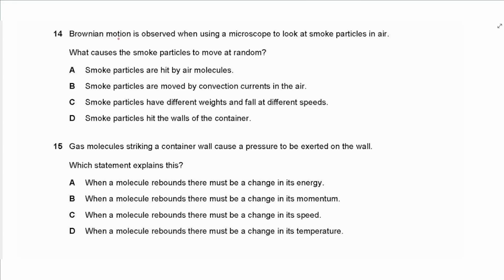Question 14 says Brownian motion is observed when using a microscope to look at smoke particles in air. What causes the smoke particles to move at random? Smoke particles are hit by air molecules. Yes. Smoke particles are moved by convection currents. No. Have different weights. No. Hit the walls of the container. That causes a pressure on the container, not related to Brownian motion. So the answer is A.